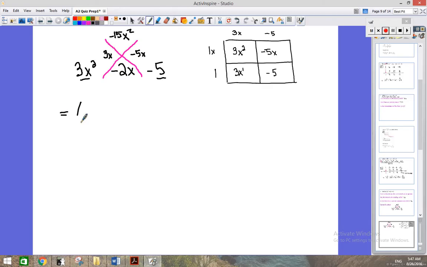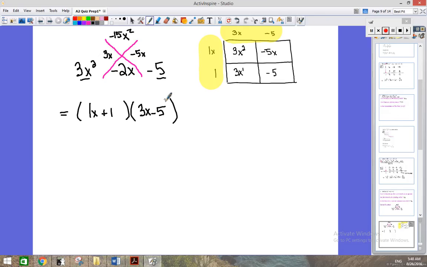And now we can write it as a product of two binomials, and we have those on the left side and up at the top of our table. So we have a 1x plus 1. We have a 3x minus 5.